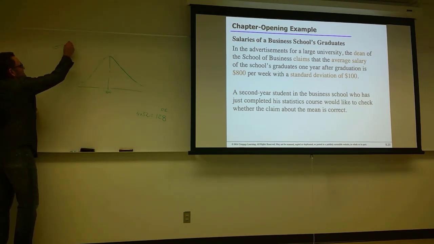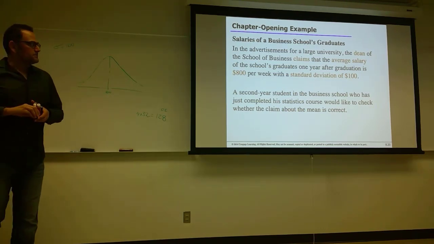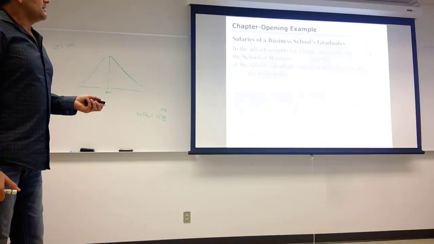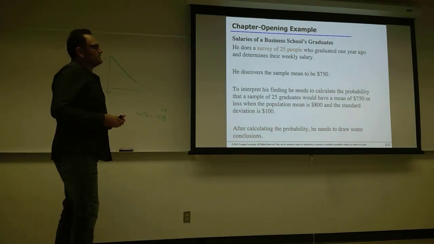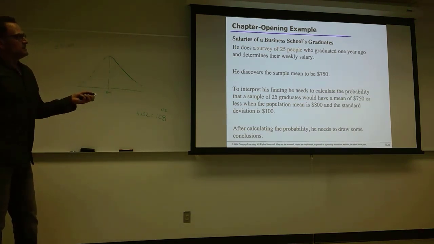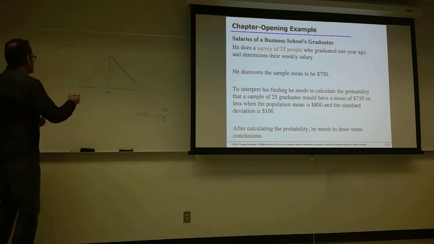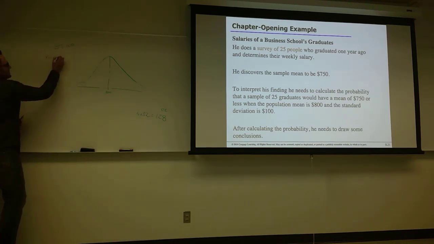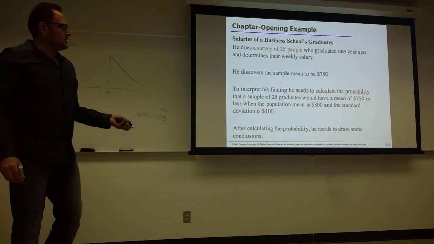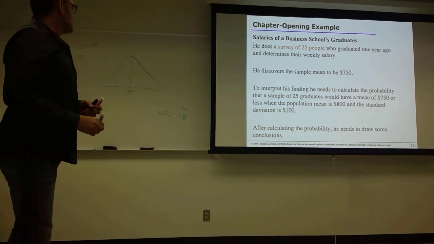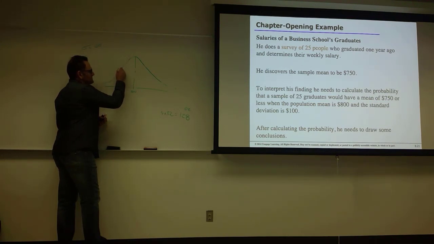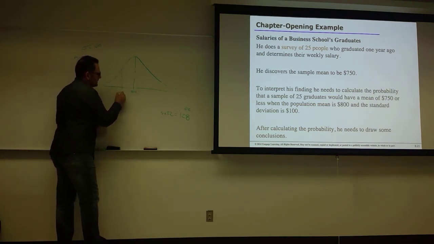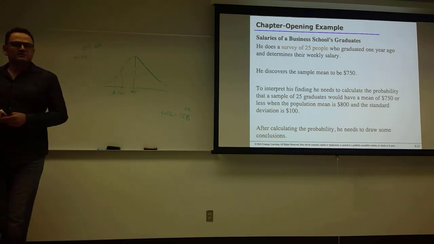Now, a statistics student did his own research. He asked a couple of 25 people who graduated what was their salary a year after graduation. Now, he asked 25 people, so we already know that it's a sampling distribution, the sample size of 25, and those 25 people reported an average income of $750. Now, based on that knowledge, we want to know how likely or unlikely is it if I ask 25 people, and those 25 people report me an average of $750.